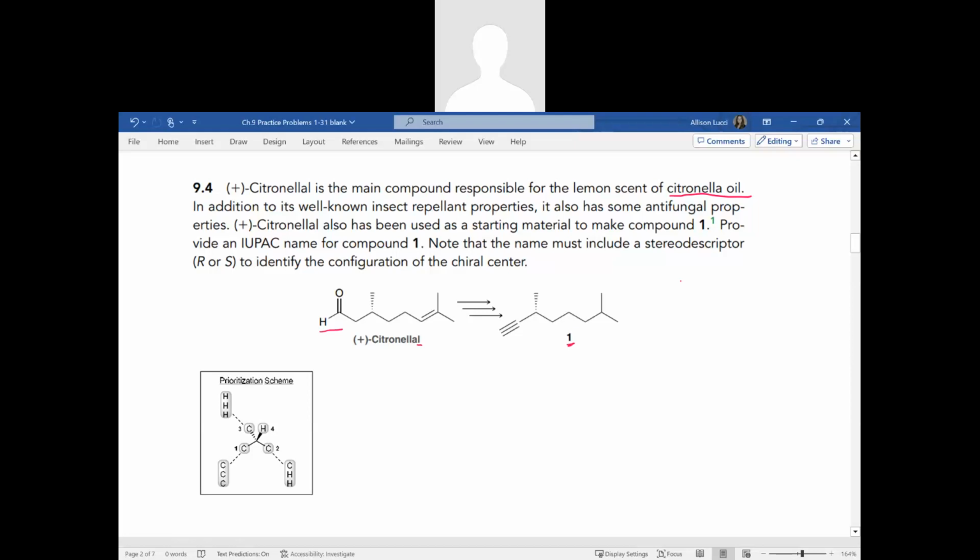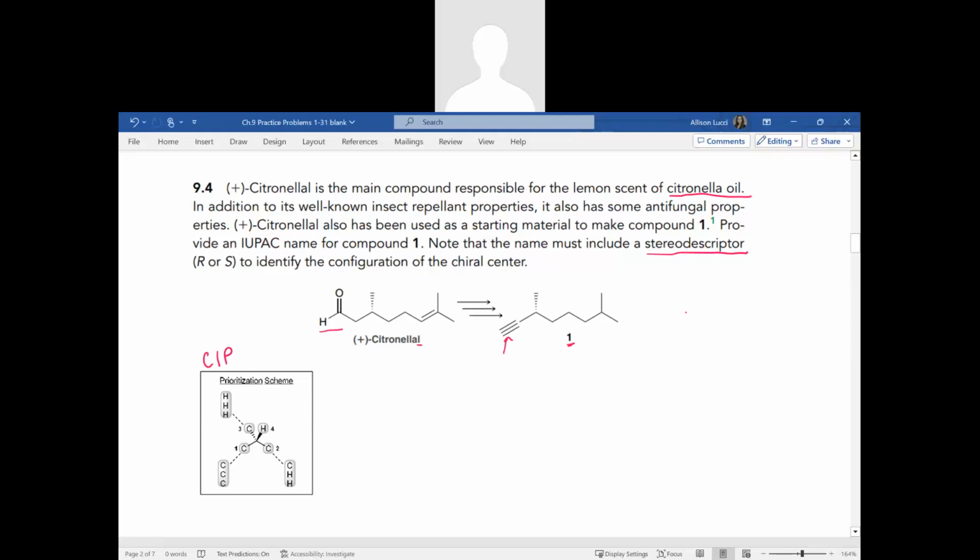So we're going to name this as an alkyne because we can see this triple bond here. We also have to include a stereo descriptor, or the R or S configuration of the chiral center. That chiral center is present in the original compound, and it's also present in our compound 1. So again, we're going to use the Cahn-Ingold-Prelog prioritization system after we name the parent, and we have to name our configuration. So let's get started here.